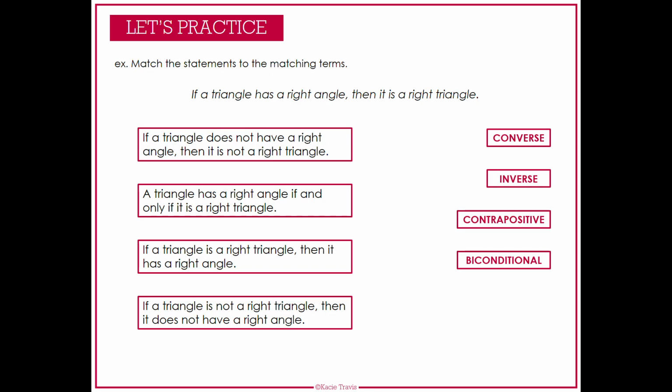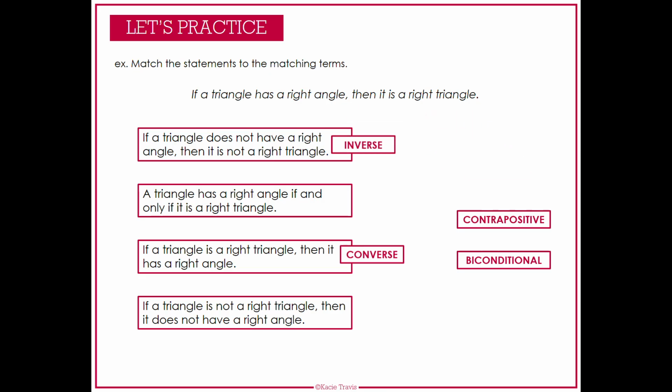So, our original statement says, if a triangle has a right angle, then it's a right triangle. Our first one, the converse, switches the if and the then. So it would be, if a triangle is a right triangle, then it has a right angle. All we do is switch the if and the then. Our inverse puts "not" into the original sentence. So this one would be our one on the top. If a triangle does not have a right angle, then it is not a right triangle.